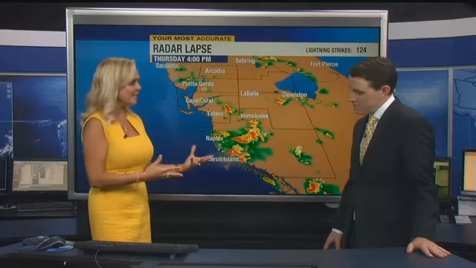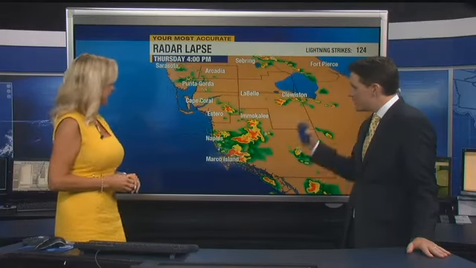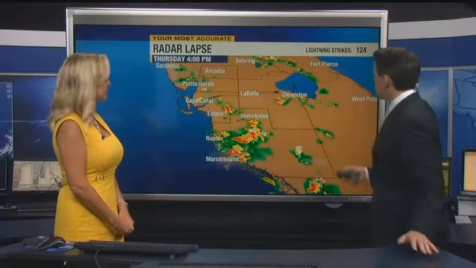Today, Jim's breaking down how lightning actually forms. Right, so this was yesterday's storm. It started right around 4 o'clock. And note the lightning tracker up here in the corner.